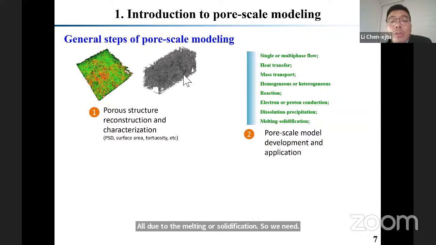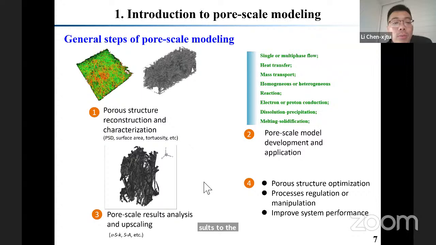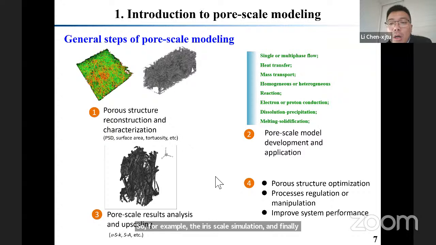And then we need to analyze the pore-scale results, and sometimes we need to upscale the pore-scale results to the large scale, for example, the REV scale simulation. And finally, based on the pore-scale results, we need to regulate or manipulate the process inside the porous media and to improve the structures or the surface availability of the porous structures, and thus to improve the process and improve the system performance. So these are the general steps of pore-scale modeling.